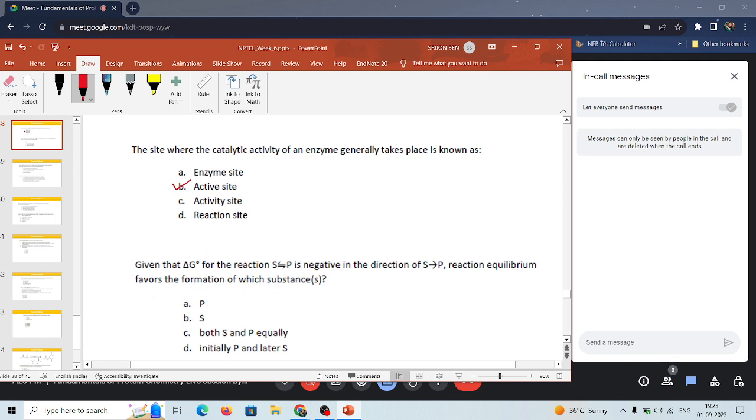Okay. The next question. Given that delta G naught for the reaction is negative, the reaction equilibrium favors the formation of which substance? So which substance is going to form in this case if the delta G naught for the reaction is negative in the S to P direction? You have a substrate, you have a product, which substance is going to form?